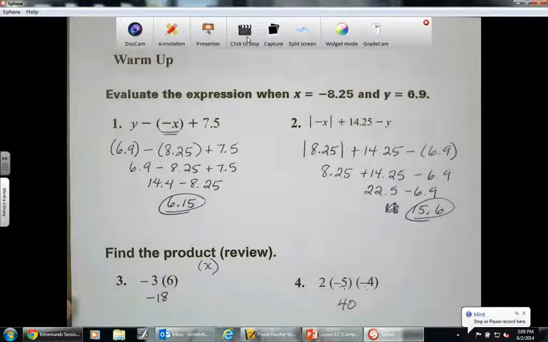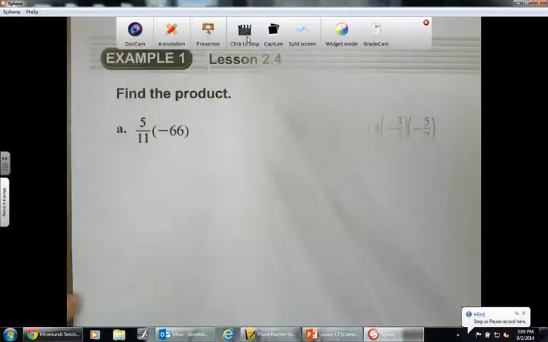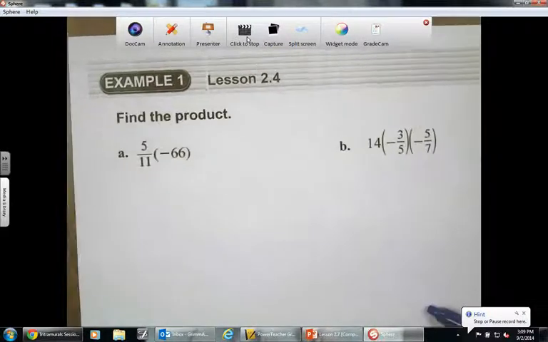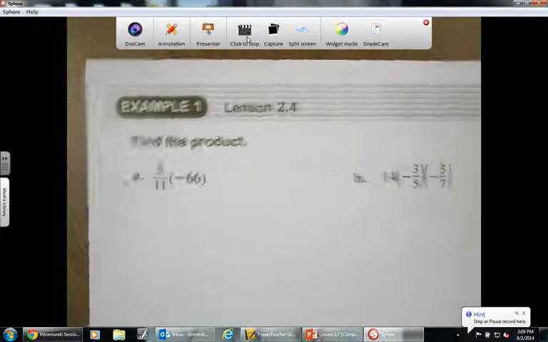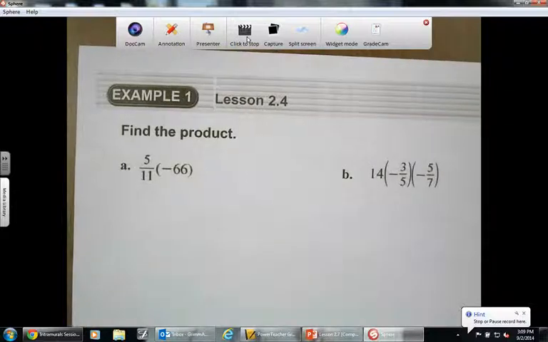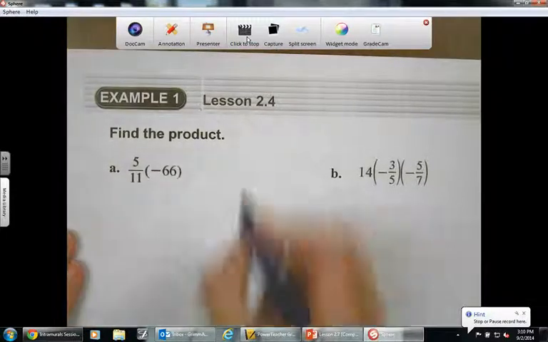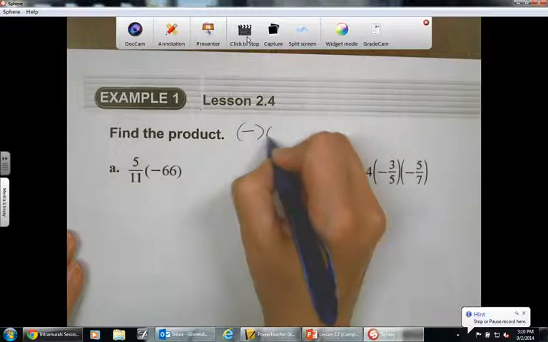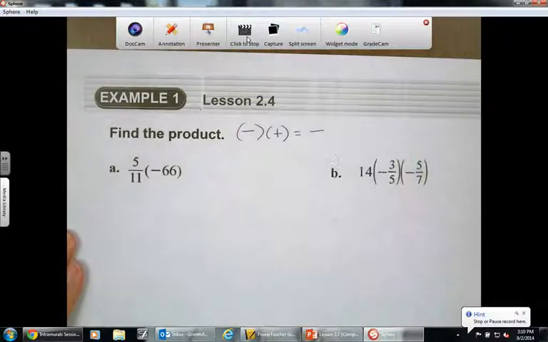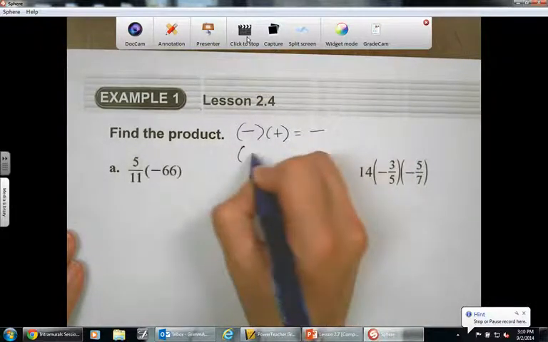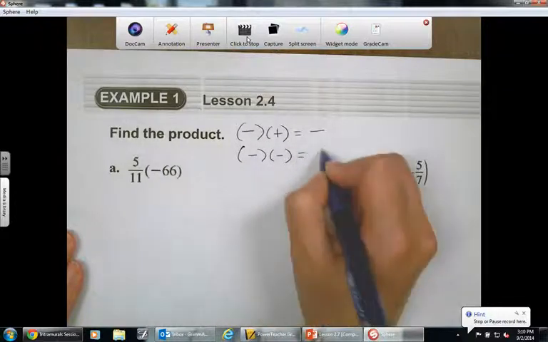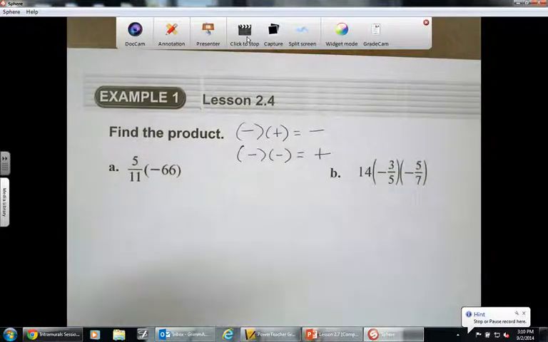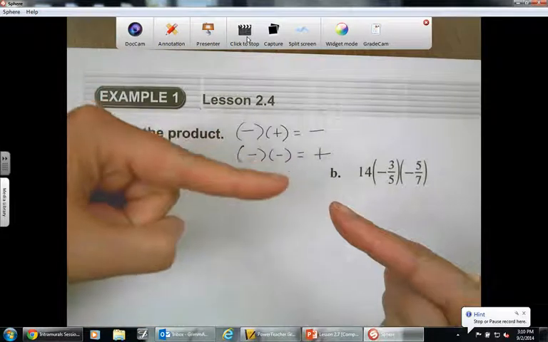Okay? All right, so now we're going to go into our notes for today, which are going to be short and sweet and to the point, and then you're going to work on your worksheet. All right, so starting with letter A. So again, remember what I just said. If you have a negative times a positive, the answer is always negative. If you have a negative times a negative, the answer is always positive. I always say if you have 2 negatives, take 2 negatives to make a positive sign.